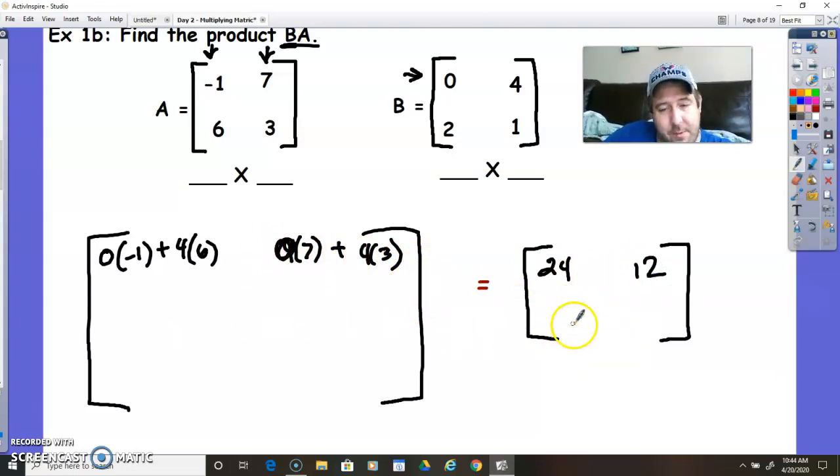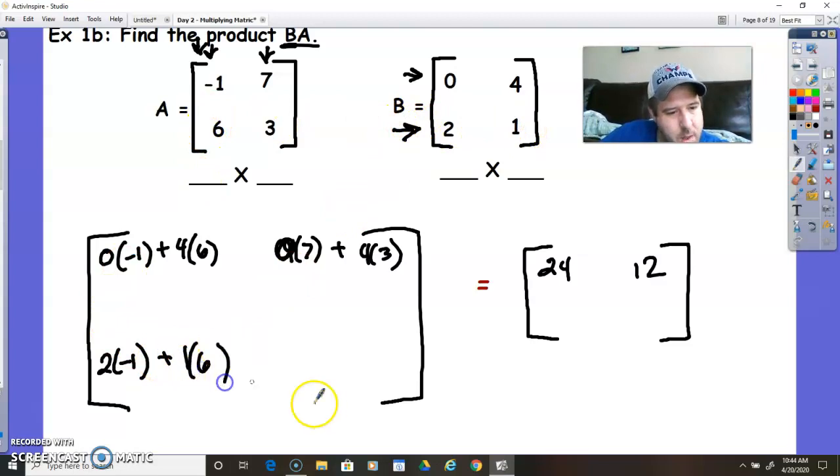Okay, so for down here, that would be second row, first column. So that's 2 times negative 1, and then 1 times 6. All right, so that's negative 2 plus 6. Negative 2 plus 6 is 4.